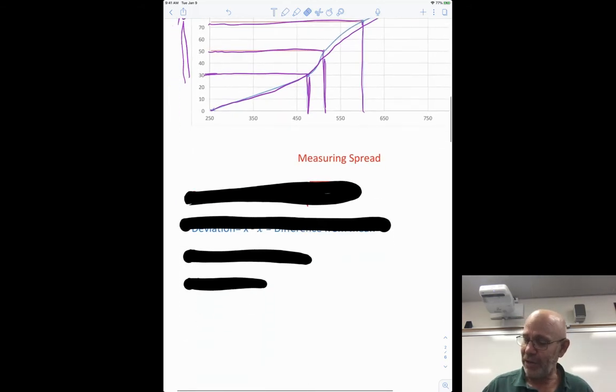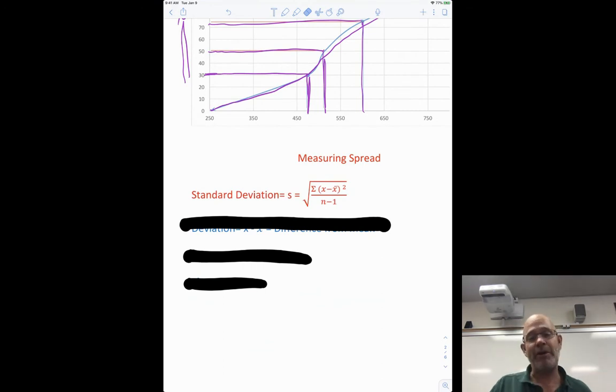Next is measuring spread. You've probably heard this term standard deviation before. Standard deviation is terminology for roughly how spread out a data set is. We use this letter S or SD sometimes for standard deviation. We'll talk about notation a little bit more as we go through the class. I don't know if you've seen this formula before, but standard deviation has a formula for it. And what you do is, here's the formula. It's actually on your note sheet also.